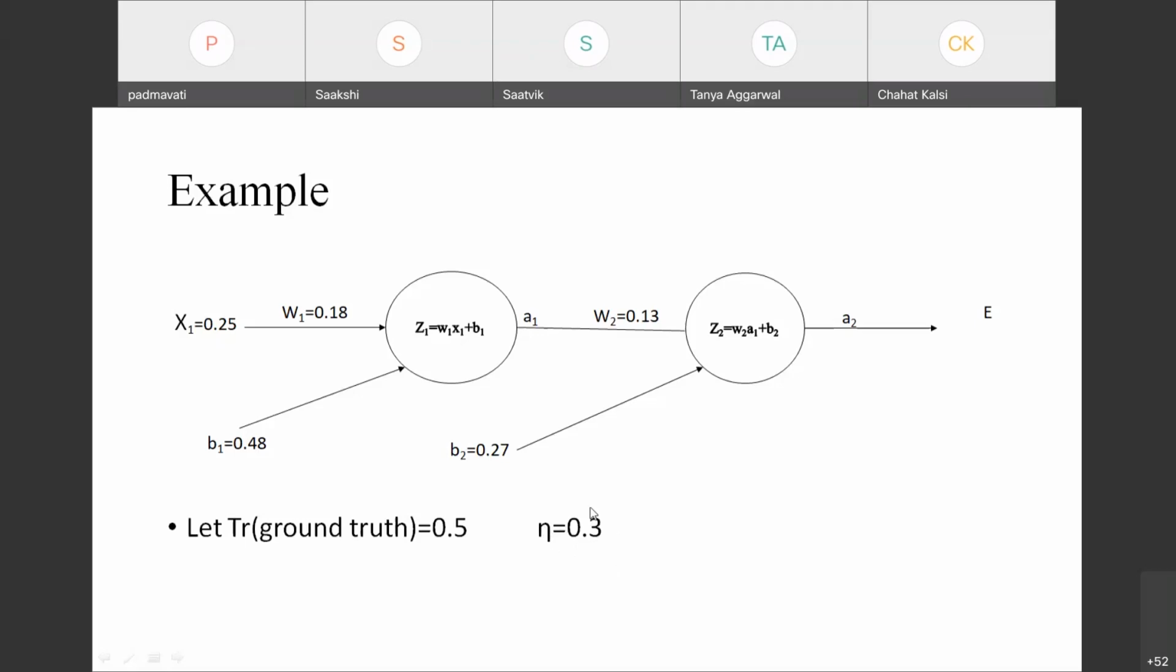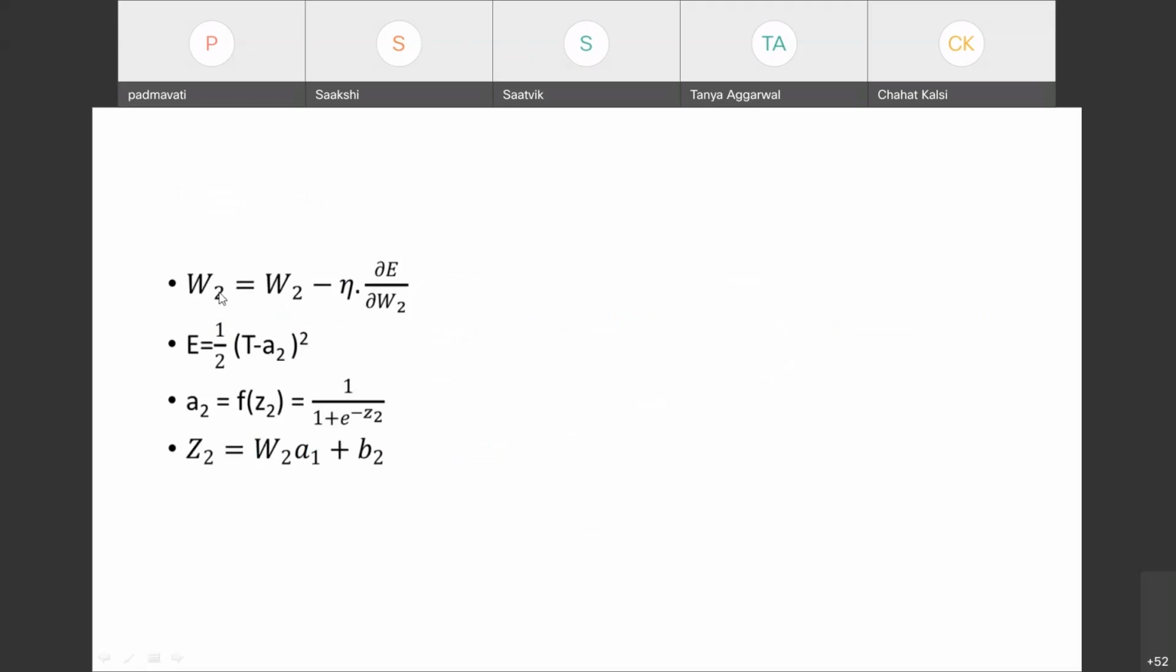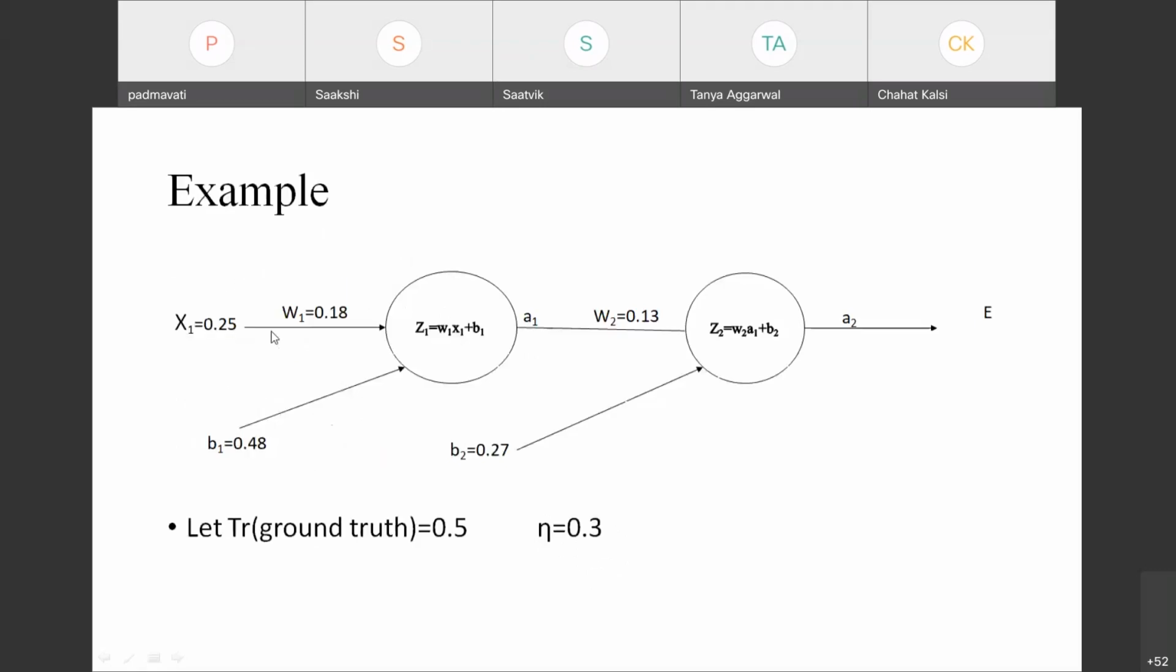Again, we will discuss in detail what happens if I reduce the learning rate, and what happens if I increase it. Maybe in the coming sessions we will discuss and also try to demonstrate. So this is what I need to back propagate.